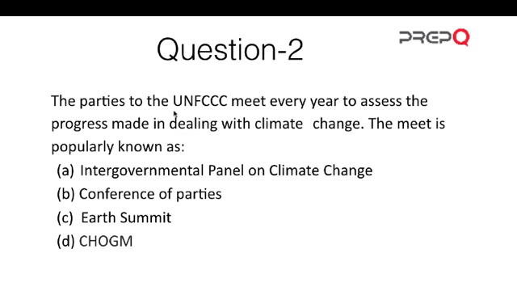The parties to the UNFCCC meet every year to assess the progress made in dealing with climate change. This meet is popularly known as... The correct answer is Conference of Parties. And this year we also heard about COP24. We will talk about COP24 in this session.